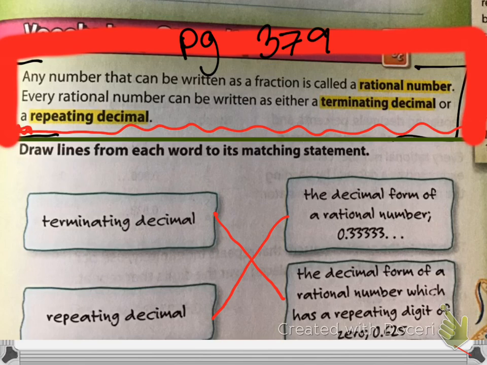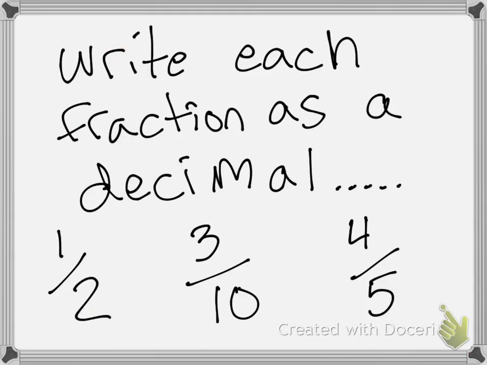So, as such, the repeating decimal is the top one, the decimal form of a rational number. But it keeps going. Look at that 3. Does that 3 ever stop? No. It's repeating forever. So, I want you to write each of these fractions as a decimal.